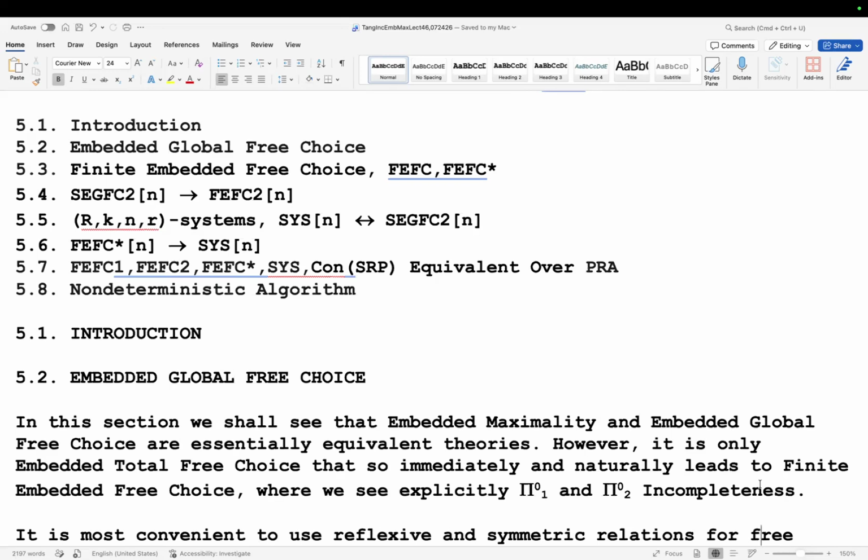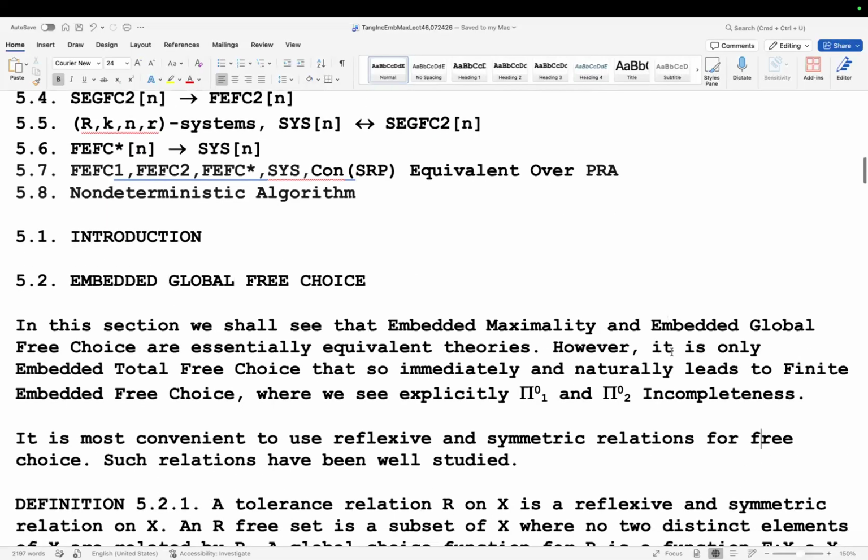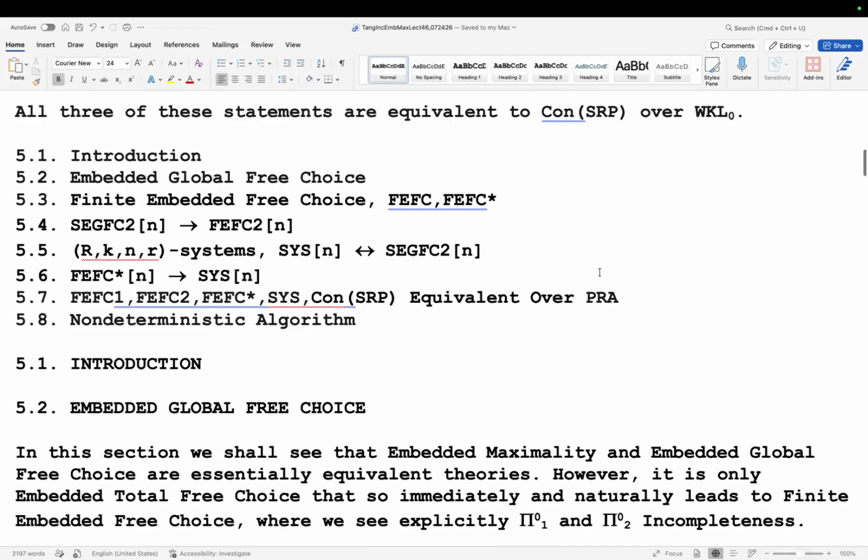So embedded global free choice will have its own general and special theory and so forth, and I go through that. Now, section 3, finite embedded free choice. Here I use what's called free choice, in 2 versions. So, finite embedded free choice. I don't use the word global because I want partial functions. I want finite functions. So you'll see why I use global.